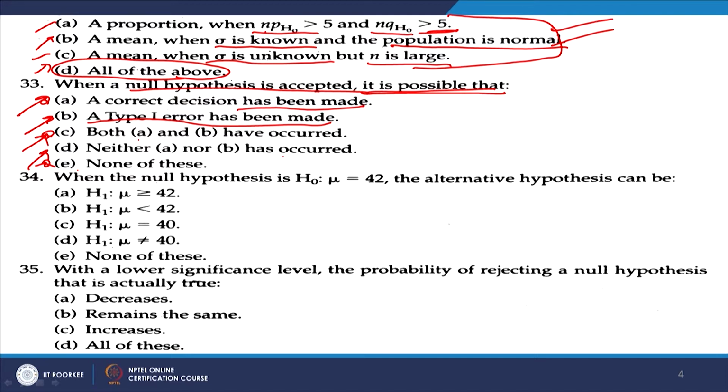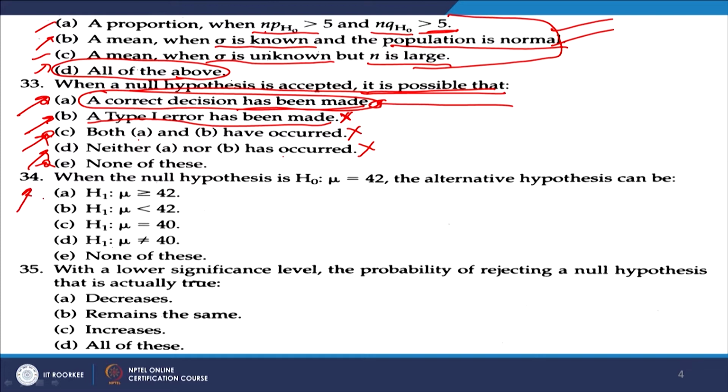When a null hypothesis is accepted, it is possible that... then there is only one situation possible, which is A. This cannot happen because you have not rejected the null hypothesis. Now, when B is not the answer, C cannot be the answer because B is there, D cannot be the answer because B is there. Of course, so the only possible answer left is that a correct decision has been made, right. So, answer A is correct, or option A is correct in this case.